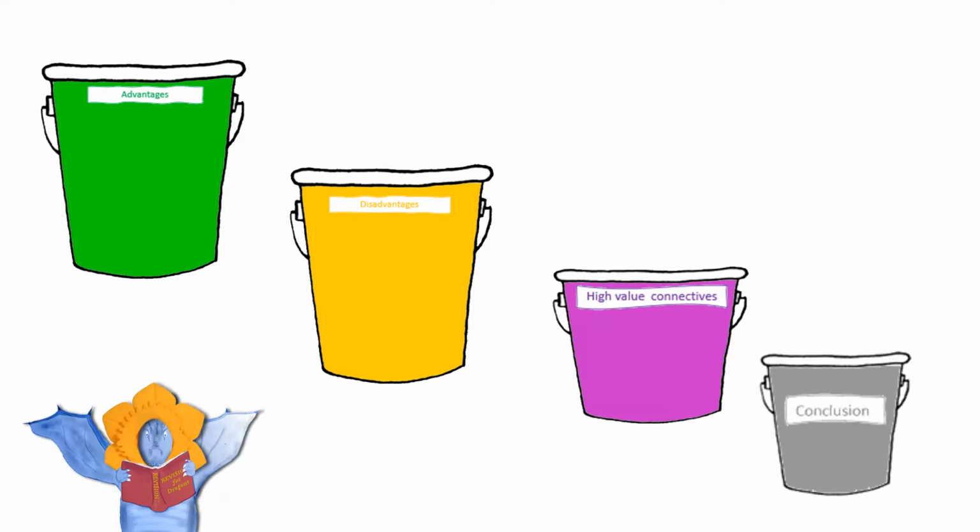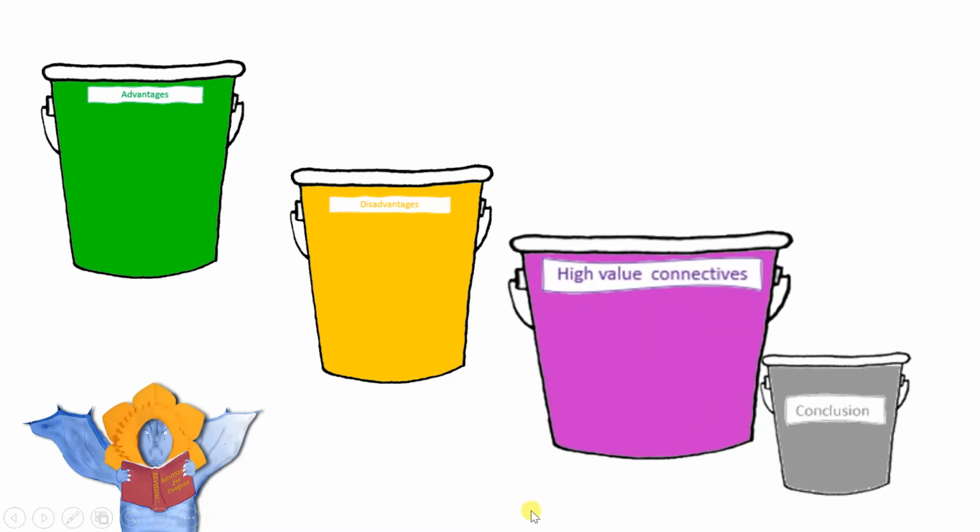So on the 3-mark question, we need to be able to identify the impact and then give a reason for the impact and then expand on the reason. So those are actually going to lead to using the disadvantages, the consequences, the conclusions, and obviously the high value connectives to join them all together.